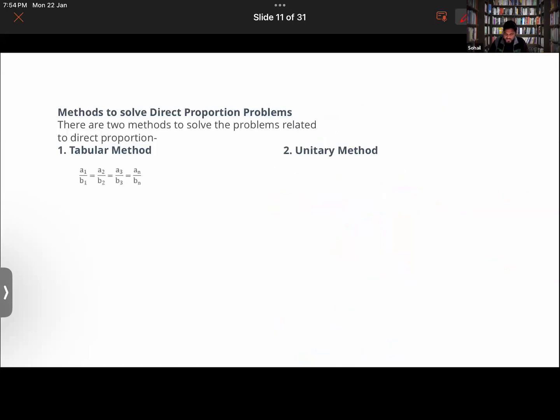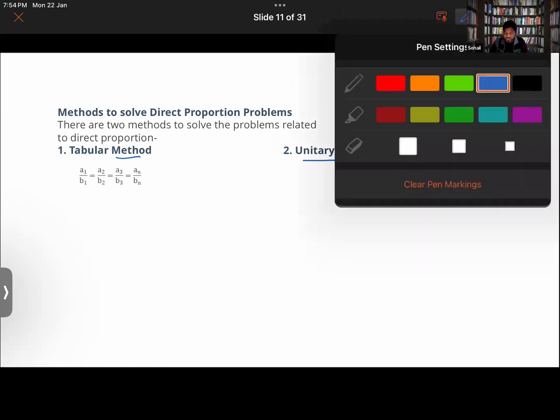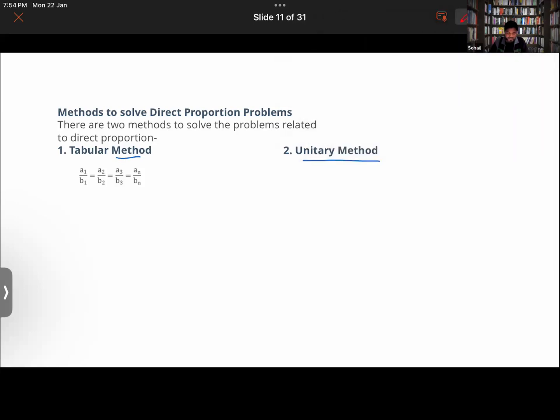So you will have two methods to solve problems on direct proportion. One is the tabular method, another one is the unitary method. Out of the two, you can use whichever method you find easy. There is no restriction on that. But if in the exam you are asked to solve the given question using a particular method, you have to use that particular method.